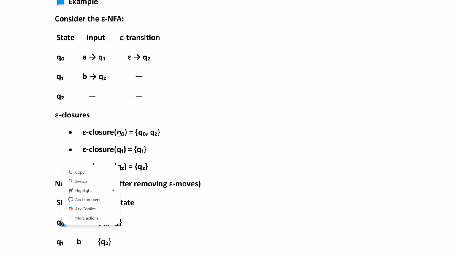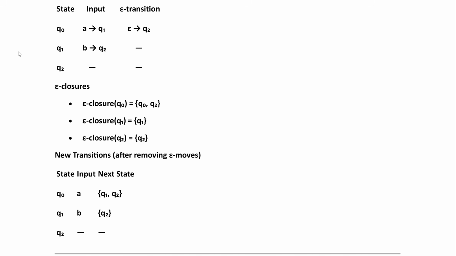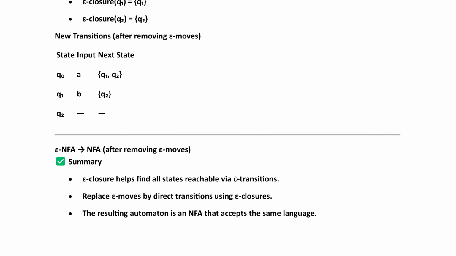So the starting state will be Q0, right? And we apply A and B on Q0 as well as Q2. Then we get these next states. Similarly, when the input state is Q1, we look at the epsilon closure of Q1 and we apply A and B on Q1. Similarly, when the next state is Q2, we focus on the epsilon closure of Q2. What is the epsilon closure of Q2? Q2. So we apply A and B on Q2, and we get the next state. And where to see this? By referring to the given transition table. This is how we can remove the epsilon moves from an epsilon NFA.